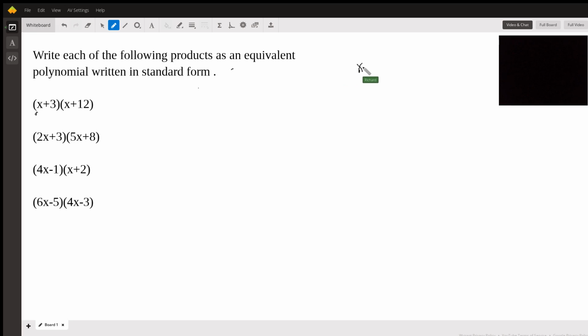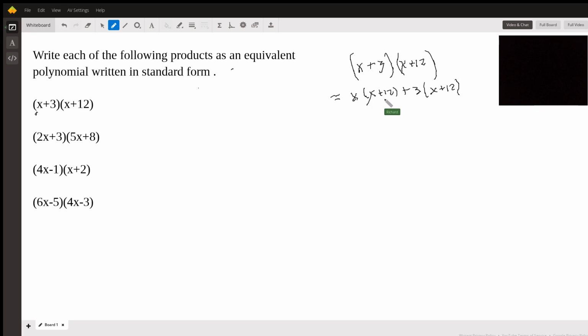Basically, this can be written, let me start it over here, as x plus 3 times x plus 12. I think a nice easy way to do this is to realize that this is the same as x times x plus 12 plus 3 times x plus 12. And this is a very nice thing to be able to see.